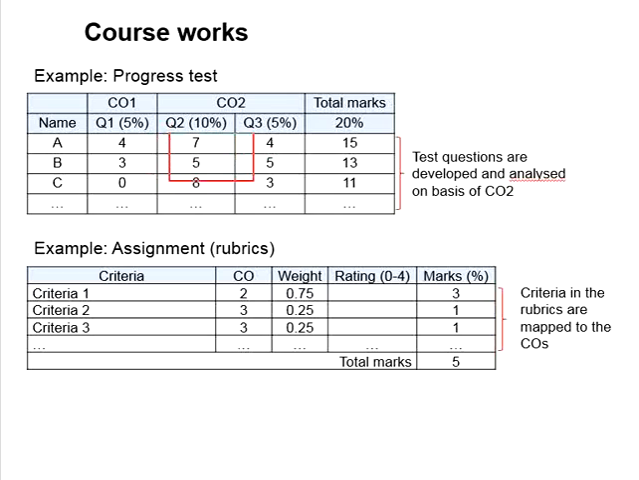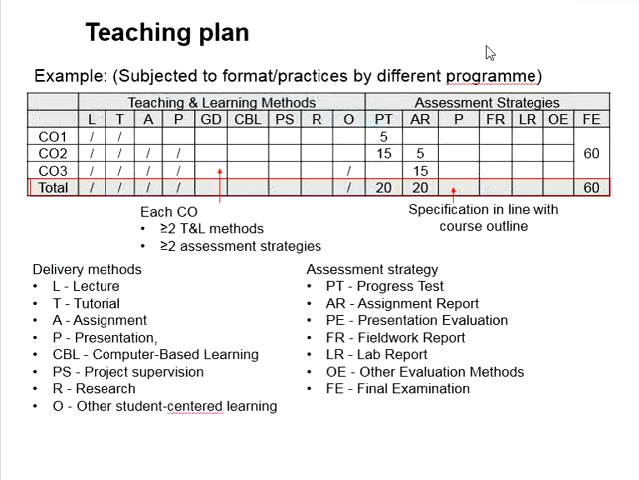You may combine these two columns into one column, but you cannot combine CO1 and CO2, because later you're going to analyze them separately. Now, done with the progress test part. Let's say now we're looking into your assignment.